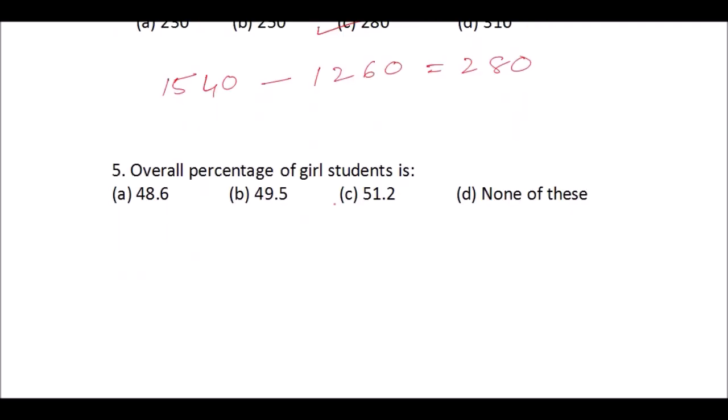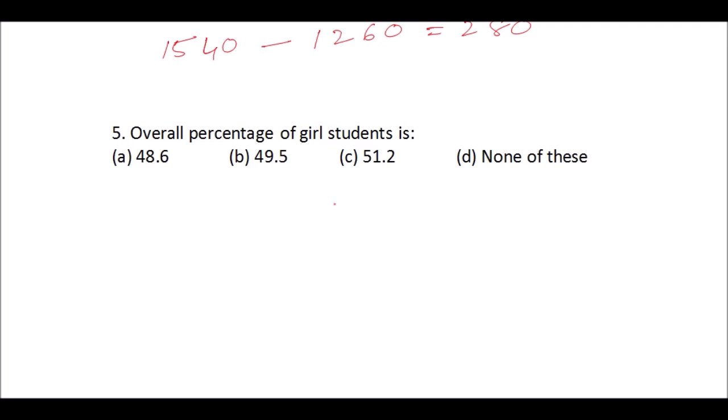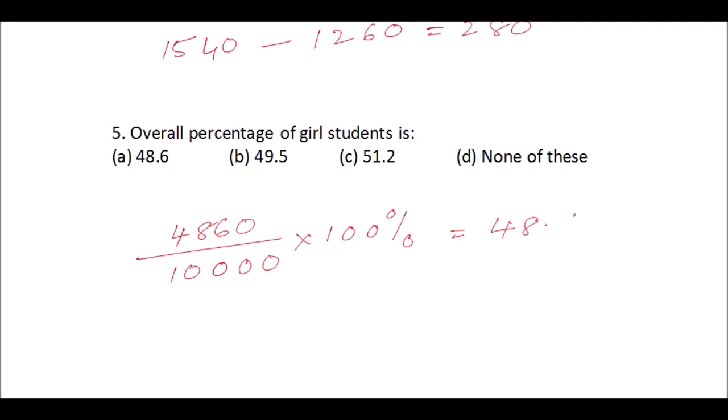Next is the overall percentage of girl students. Total girl students are 4,860 divided by the total students, 10,000, multiplied by 100 to make it a percentage. Therefore, it will give you 48.6%. Therefore, option A is the correct option.